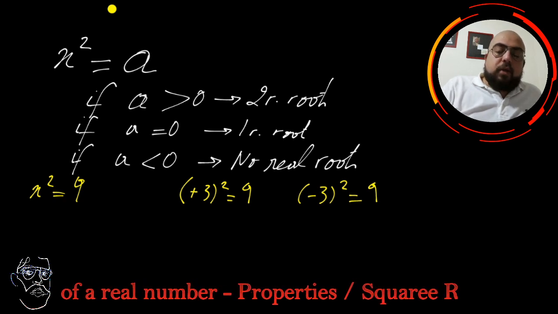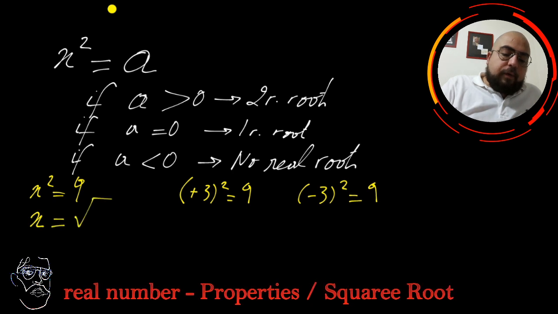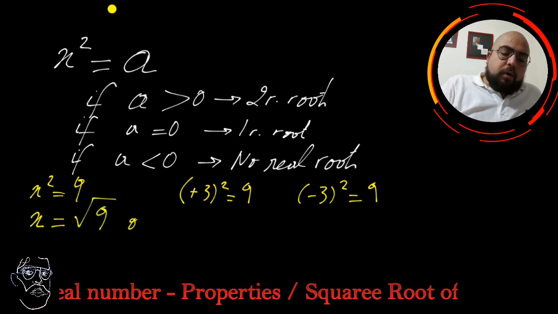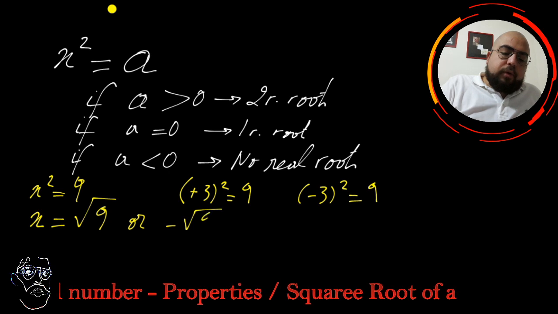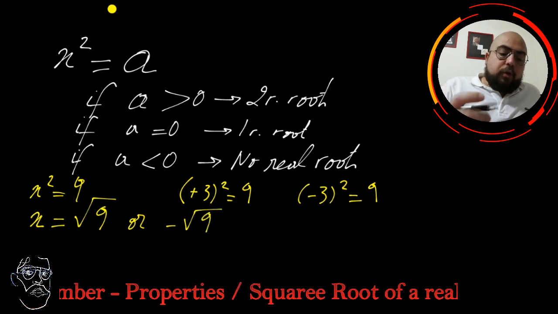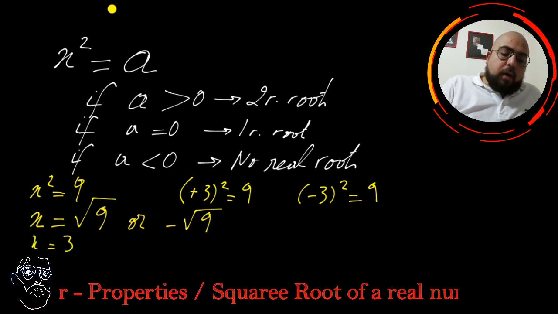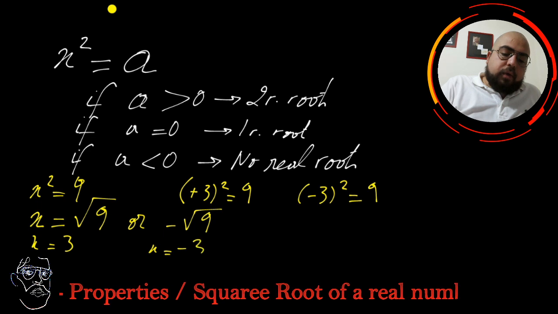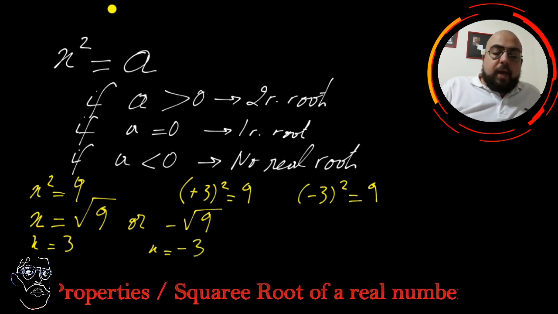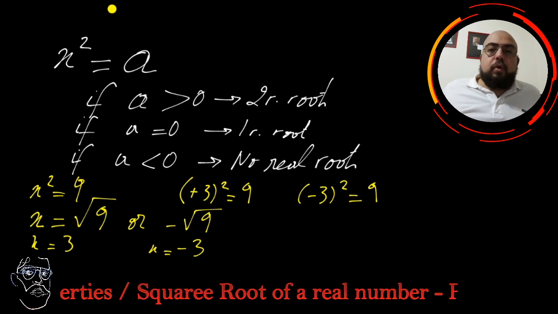So x squared is equal to 9. What about x? x is the square root of 9, or the negative square root of 9. So this is how you write the square root. Square root of 9: x is equal to 3, or x is equal to minus 3. And exactly, you had plus 3 to the power of 2, 9, minus 3 to the power of 2, 9.